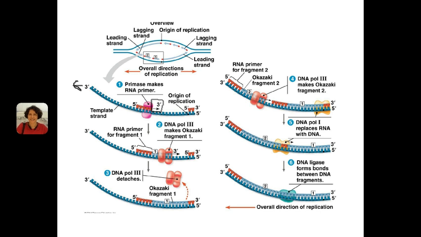In the second drawing, this one here, we see that DNA polymerase 3 is adding nucleotides to that primer, and it is moving towards the right, away from the opening of the replication fork. In the third drawing, we see that DNA polymerase 3 has reached the previous primer that was put down over here, and DNA polymerase 3 has detached from the template.